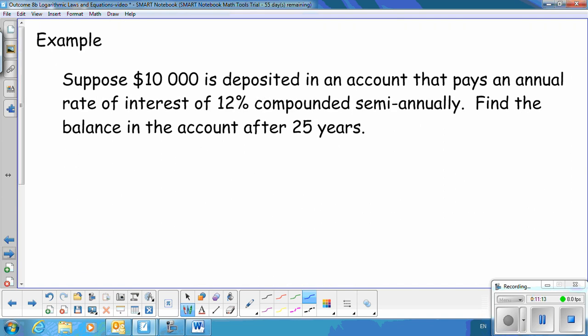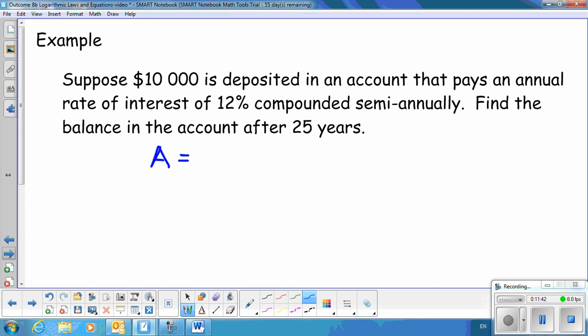Okay, looking at an application. So what this means is that when you deposit money into a bank account, they don't just pay you interest on your $10,000. The first year they do that, if it was compounded annually, but then the next year you get interest not only on your initial investment, but on the interest that you earned previously. So this is just a straight substitution into our compound interest formula.